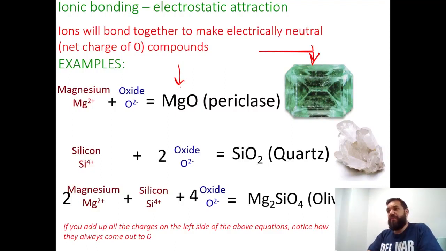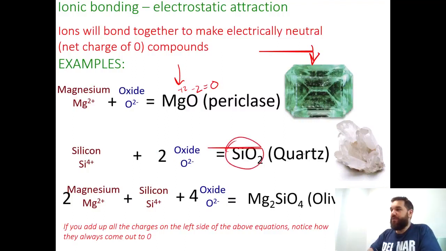Okay, take a look at magnesium oxide. What is the charge on magnesium? It's a +2, right? What's the charge on oxygen? -2, right? Makes sense? We already talked about this in the last slide. What is +2 plus -2? 0, right? Let's look at another example. Silicon dioxide, which is called quartz. Quartz is one of the most common minerals in the crust.